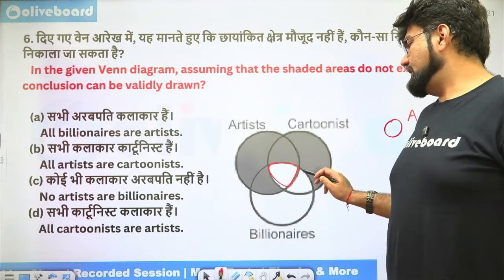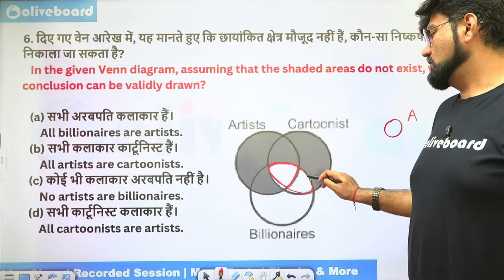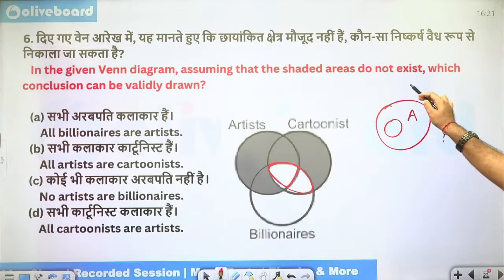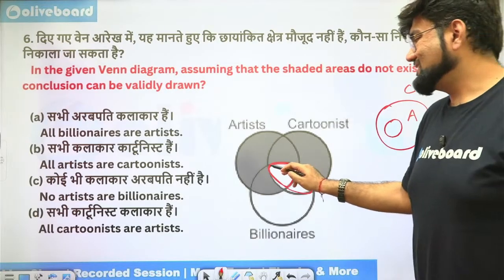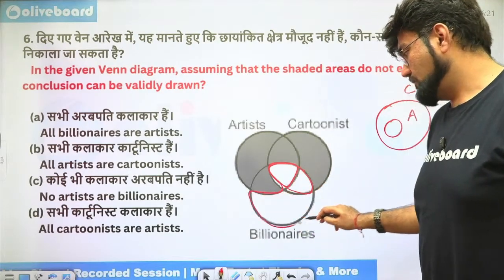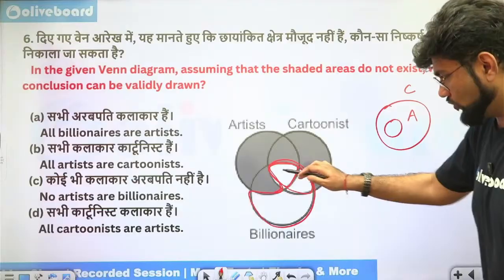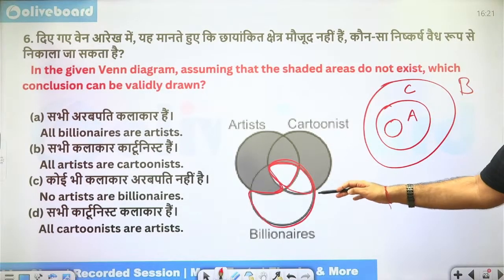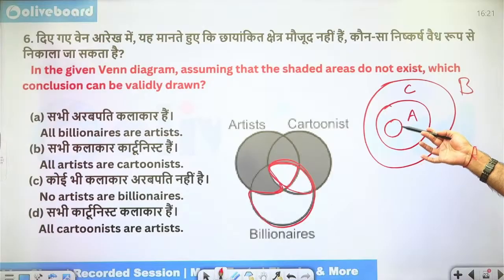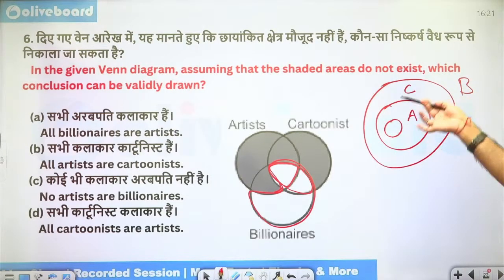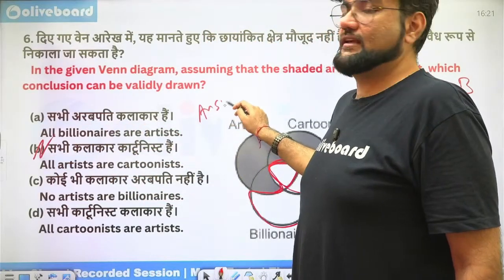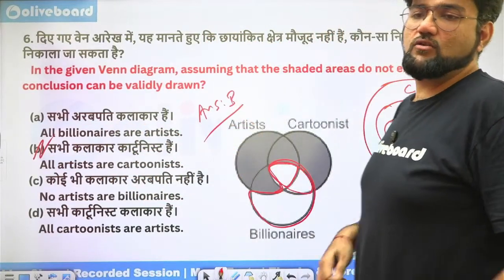The next area is this one, which is a part of the cartoonist circle, and it completely holds the artist circle within it. So this is the cartoonist circle. And then the largest area is this white portion, which is a part of the billionaire circle, which holds both of them. So basically the figure which is left will now be converted like this. Now which conclusion can be easily drawn? All billionaires are artists? No. All artists are cartoonists? Absolutely yes. Option B is the only conclusion which you can draw. Definitely. You are looking for a definite conclusion. So option B is the right answer.